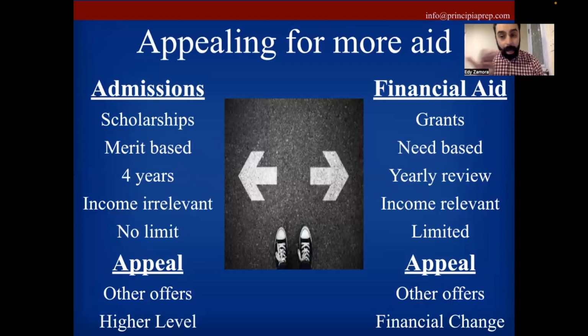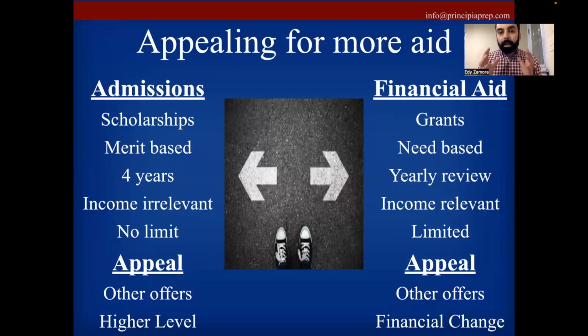Grant money not guaranteed for 4 years. Grant money on the financial aid side is given to you every year you guys do financial aid forms, as long as you're showing financial aid need. So if your income goes up, your grant can go down. If your income goes down, your grant can go up. But your scholarship will always stay the same for all 4 years.